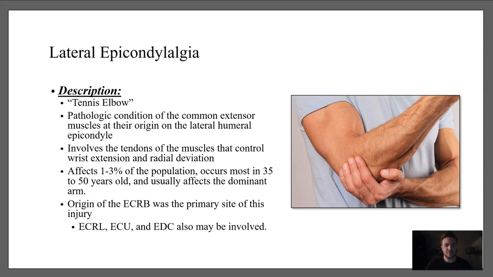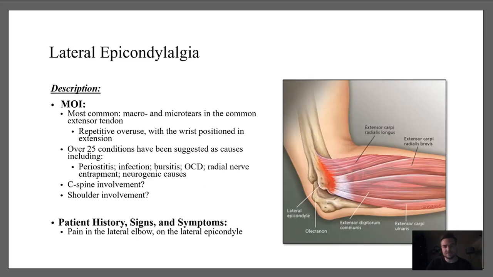Tennis elbow affects 1 to 3% of the population, occurs most in 35 to 50-year-olds, so middle-aged individuals, and usually it's their dominant arm. The extensor carpi radialis brevis is typically the primary site of injury here. However, the extensor carpi radialis longus, the extensor carpi ulnaris, and the extensor digitorum communis also may be involved.